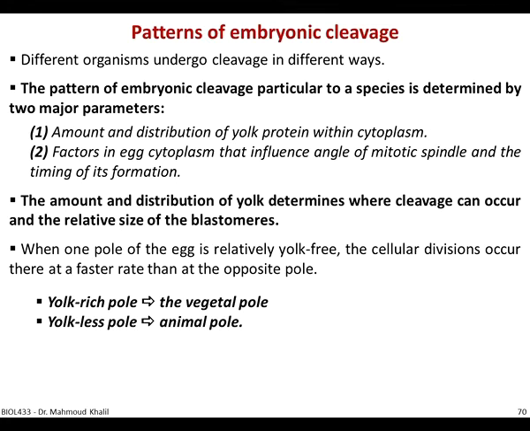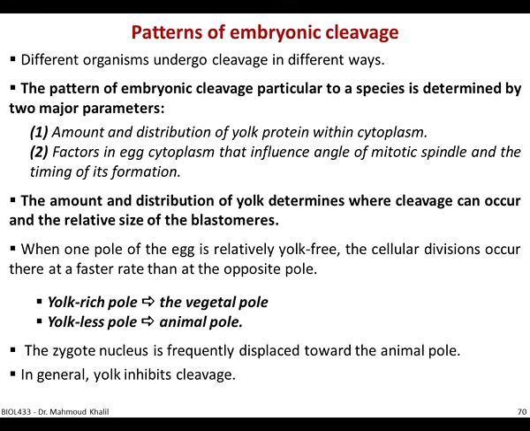So usually the egg is divided into two regions. Generally, there is a region that is yolk-free, in which the division goes very fast, at a faster rate than the opposite region, which contains more yolk material. So we have a yolk-rich pole or hemisphere, which is called the vegetal pole, and we have a yolk-less pole or hemisphere, which is called the animal pole. The zygote nucleus usually is displaced toward the animal pole.